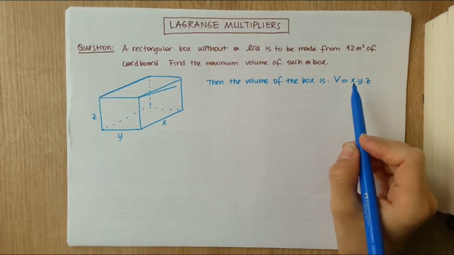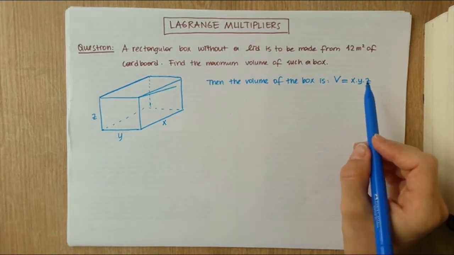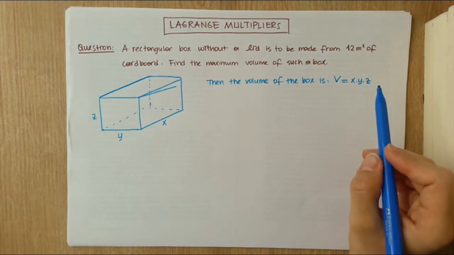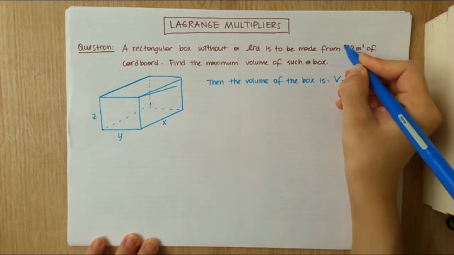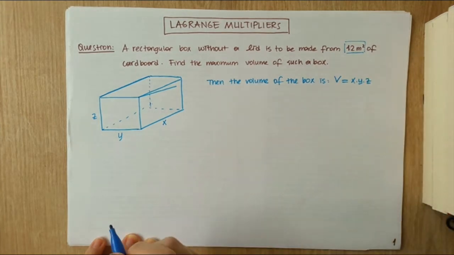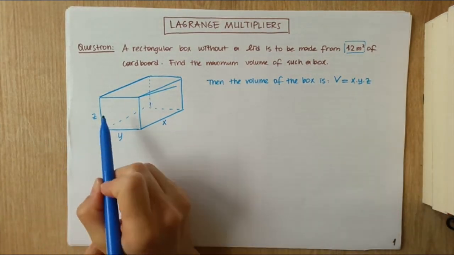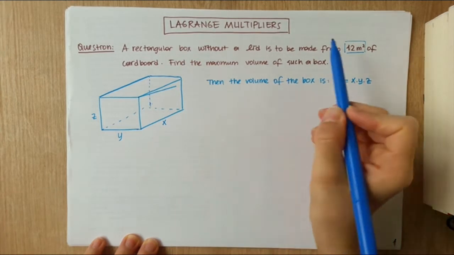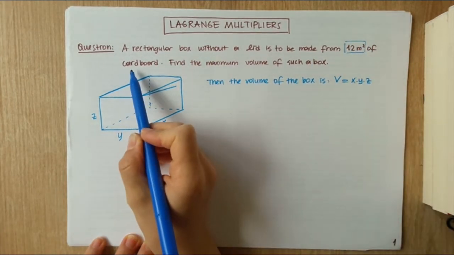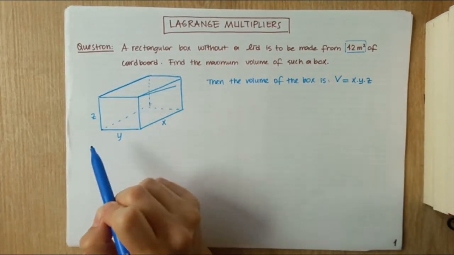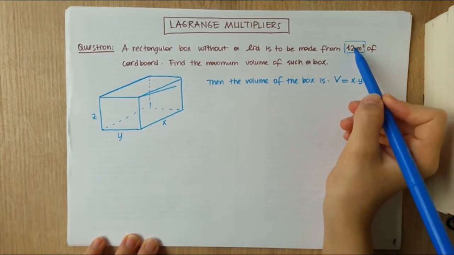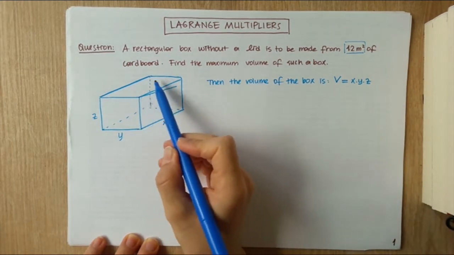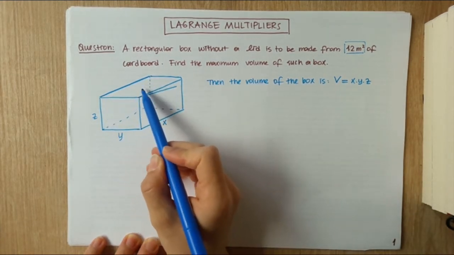So we can make this a function of two variables using the fact that the area of the four sides and the bottom of the box is 12 square meters, right? And this is given in the question, and we will use this information. Because this box is made from 12 square meters of cardboard, it means the total area of the box will be equal to 12. And don't forget this is an open box. There is no area at the top.